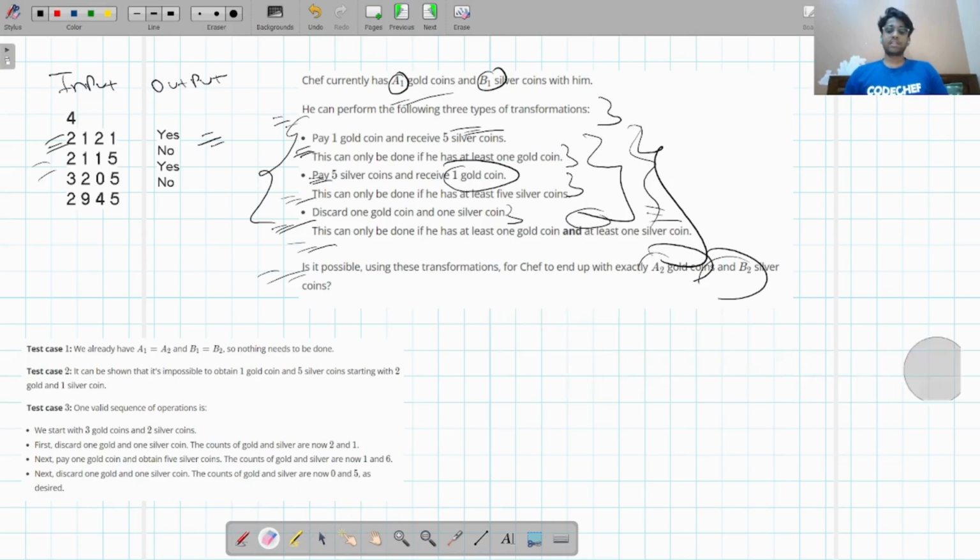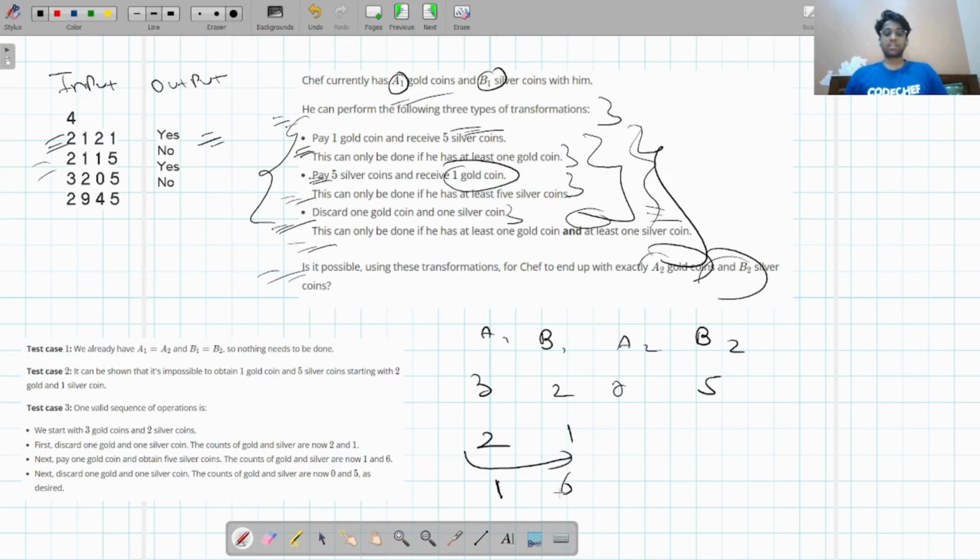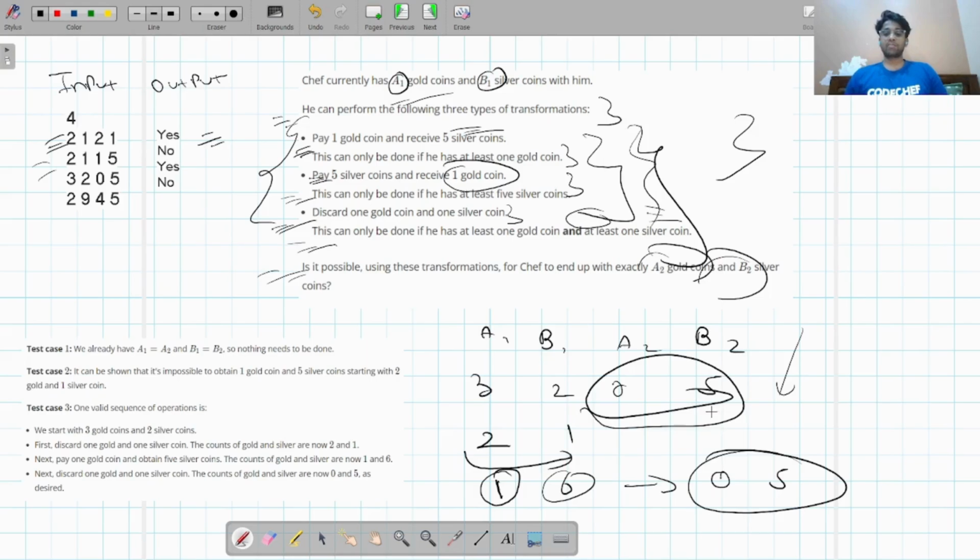Now let's take another test case, guys. The next test case is A1, B1, A2, B2, which is 3 2 0 5. So we start with three gold coins and two silver coins. Let's say first we discard one gold coin and one silver coin. So it will become two and one. Next, pay one gold coin, which will transform to five silver coins. So it will become one, and one plus five, which is six. Now discard one gold coin and one silver coin, then it will become zero and five. So yes, it is possible to achieve this by these transformations. So the output for the test case is simply yes.